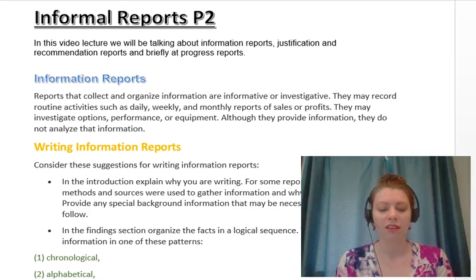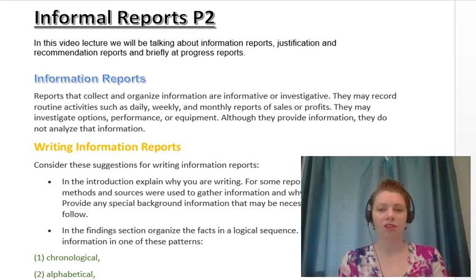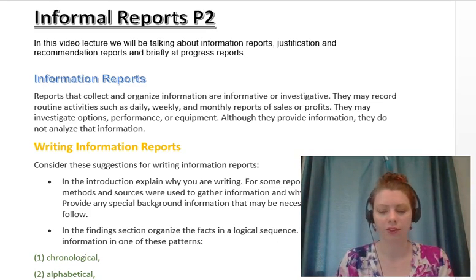Information reports generally contain 3 parts. The introduction, which tells us what it's going to be about. Then the body that contains the findings, and a conclusion. And the body may have several subsections.